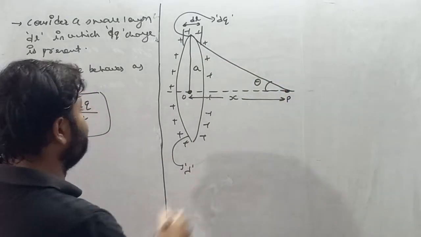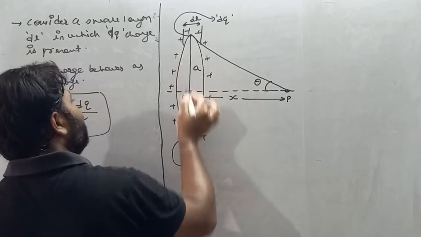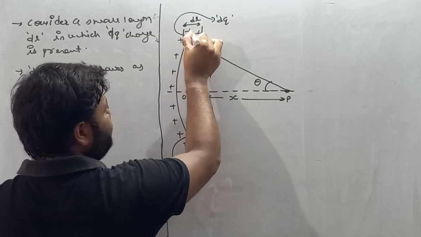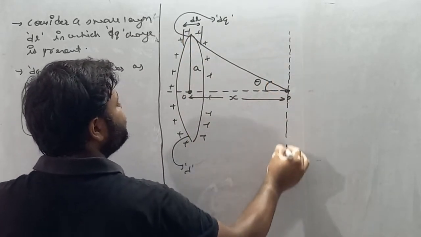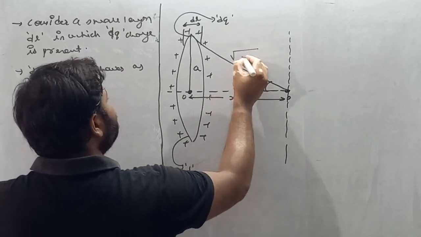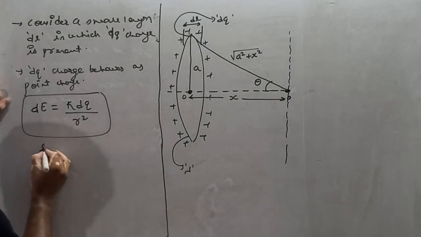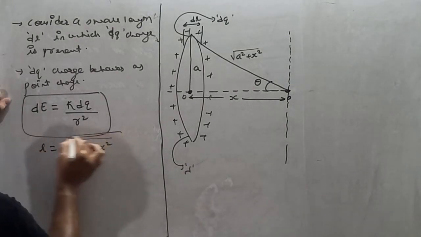So by Pythagoras, we have a right angle triangle in which base is x and perpendicular is a. So this distance, that is distance from charge to point P where we wish to find electric field, is under root a square plus x square. So the value of r is equals to under root a square plus x square.